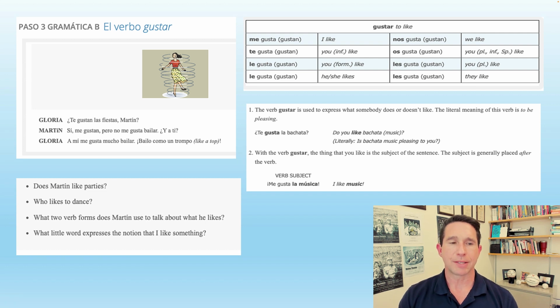So does Martin like parties? Of course, he says me gustan. What do we think gustan refers to? Parties, right? Who likes to dance? Gloria, right? Gloria says, a mí me gusta mucho bailar, right?